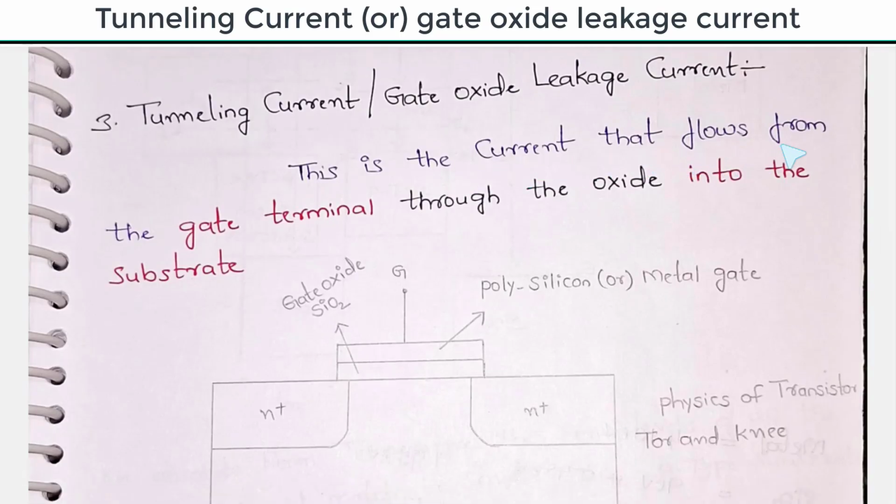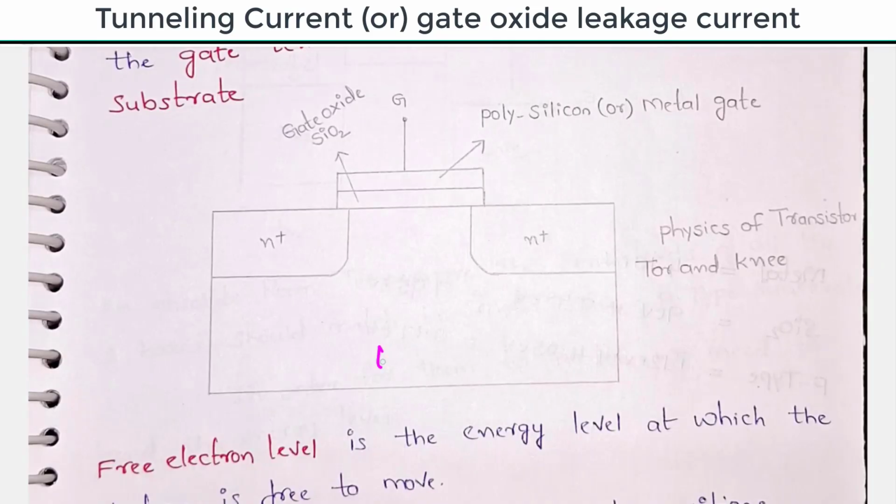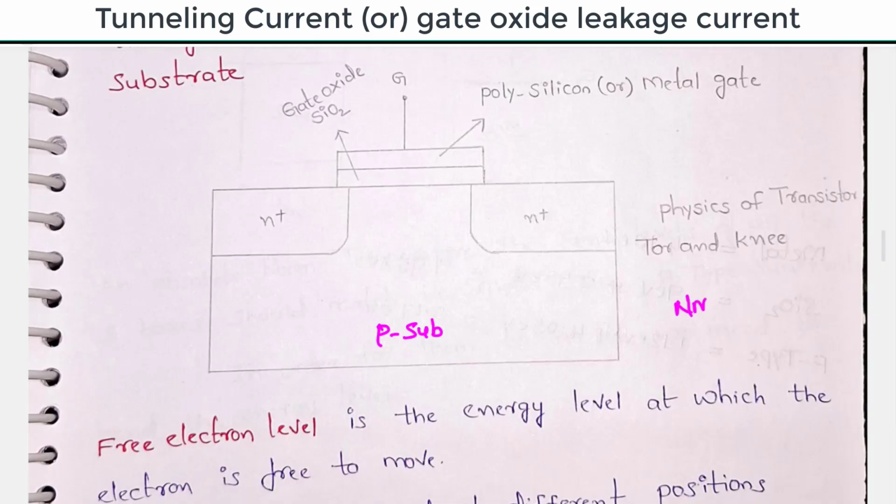This is the current that flows from the gate terminal through the oxide into the substrate. It will be flowing like this from the gate terminal through the oxide. Here the oxide is SiO2, into the substrate, into the P substrate. Take this example: this is N, this is the P substrate. Again I am taking the example of NMOS only.